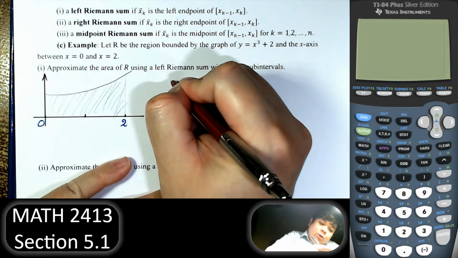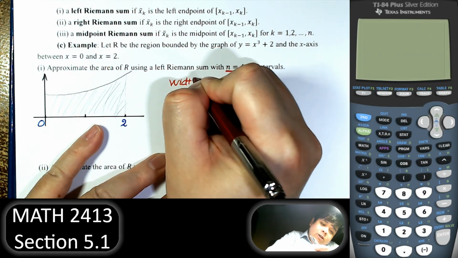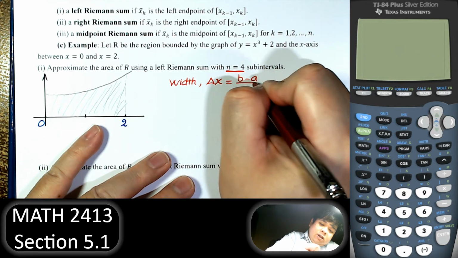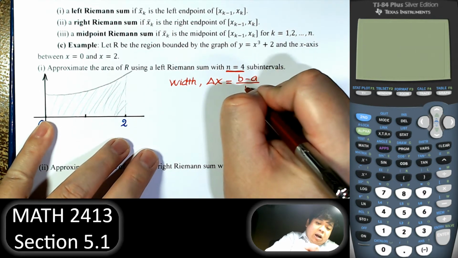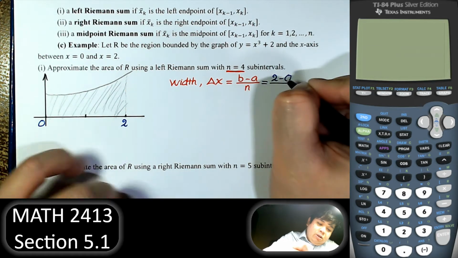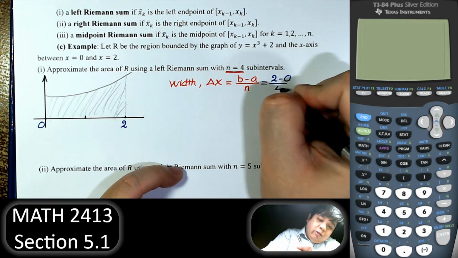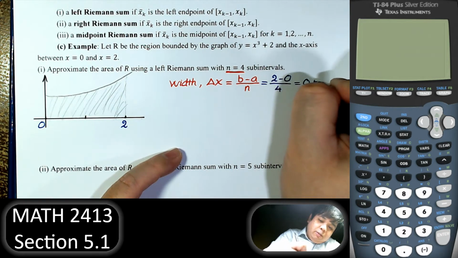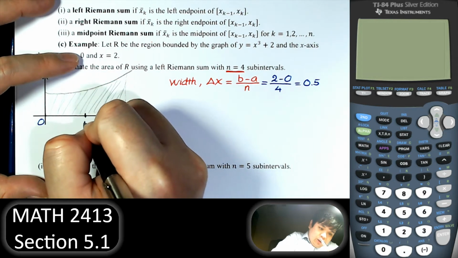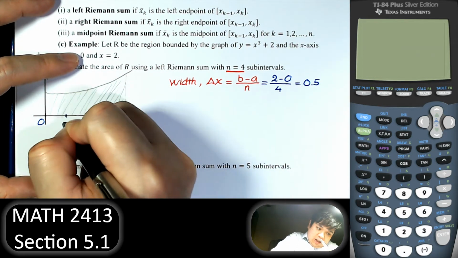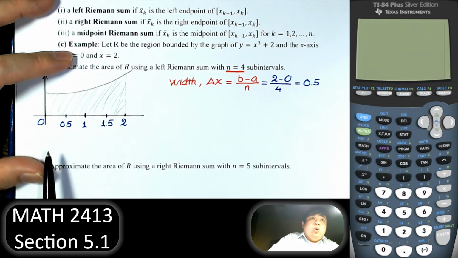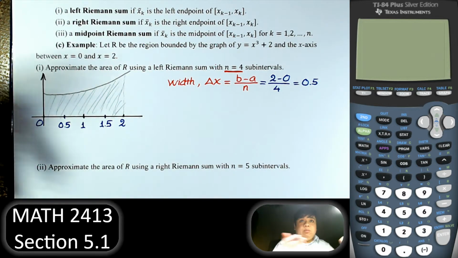So if n equals 4, the first thing we do is find the width. That is delta x, the width of one interval: the difference of the endpoints divided by the number of subintervals. In this case, we go from 0 to 2, so 2 minus 0, the length, divided by 4 subintervals. This equals 0.5. So each interval has width 0.5, so we can divide this into 4 equal pieces of 0.5. So that we have 0, 0.5, 1, 1.5, and 2.